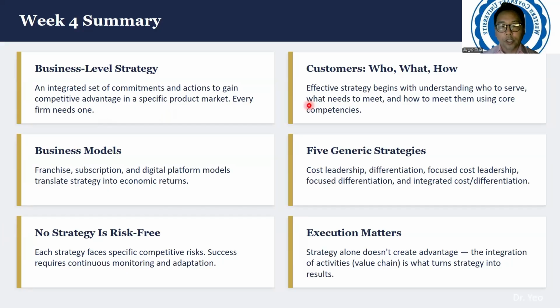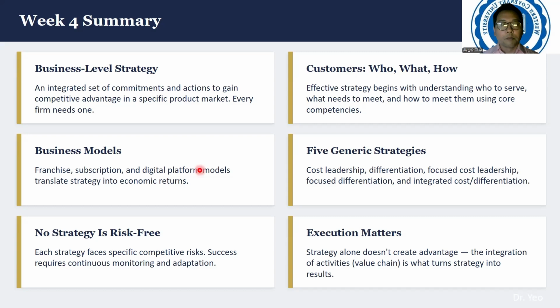And point two is customers. Customers are the starting point. Before choosing a strategy, ask, who are we serving? What needs do they have? How do we meet those needs better than rivals? Strategy without a clear customer focus is just a plan in a vacuum.